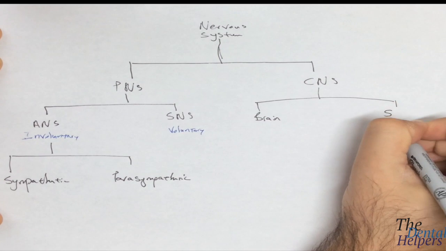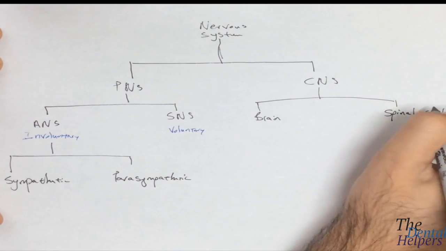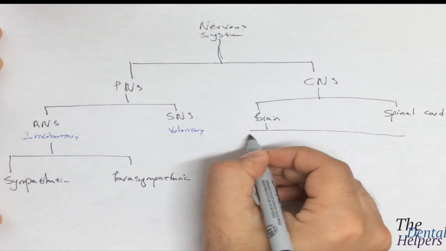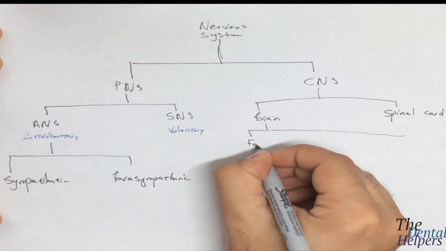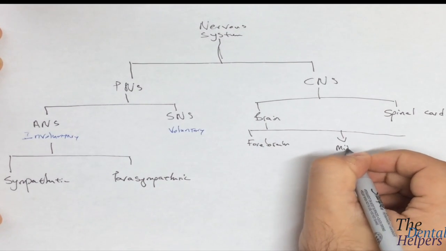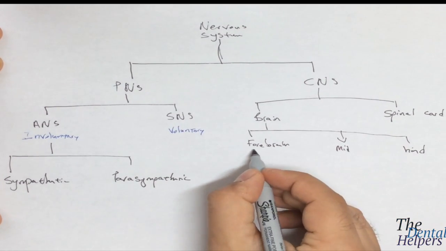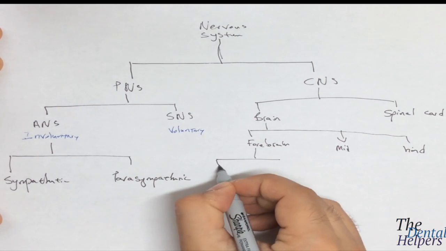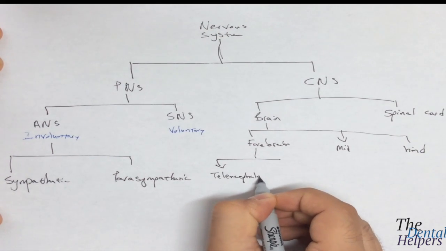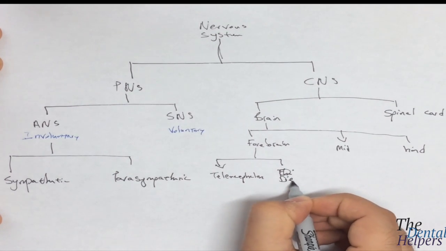Now if we make our way down to the central nervous system, we've got the brain and we've got the spinal cord. And in previous videos we went more in depth into the spinal cord. The brain itself is broken down into the forebrain, the midbrain, and the hindbrain. The forebrain has two components: the telencephalon and the diencephalon.